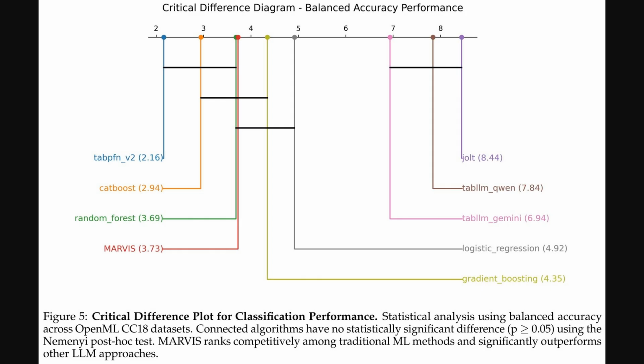So to really put its performance to the test, the authors use what's called a critical difference diagram. This chart statistically ranks different models, where a lower rank is better. You can see MARVIS is ranked very competitively, right alongside strong traditional methods like random forest and CatBoost. The black bars connect models whose performance differences are not statistically significant. What's really striking is that MARVIS is in a completely different statistical group from other LLM approaches like TabLLM and Gemini, meaning it significantly outperforms them on this tabular data benchmark.